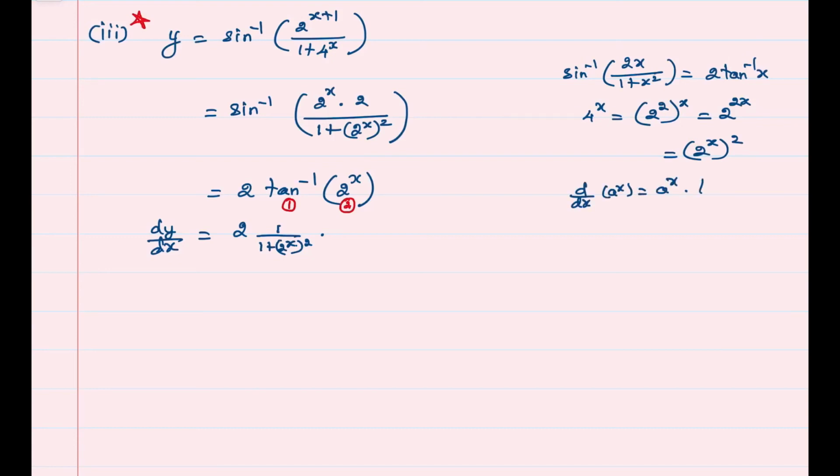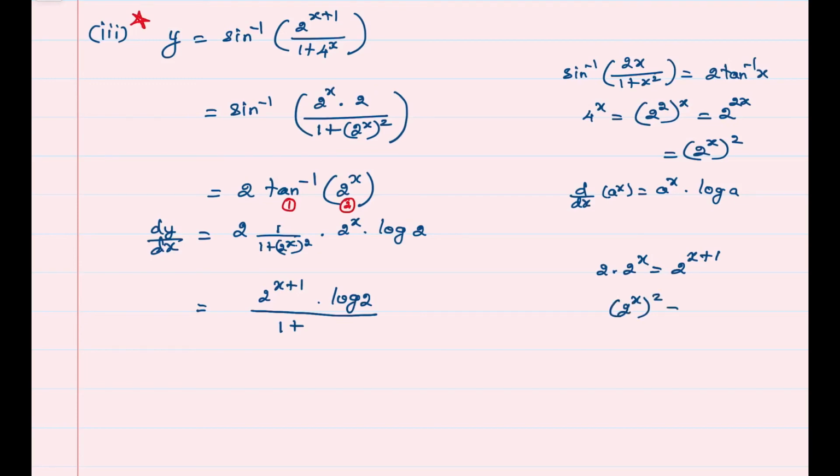is a power x into log a. So using that formula, it becomes 2 power x into log 2. And into differential of the power x is 1. These two are like terms. 2 times 2 raised to x can be written as 2 raised to x plus 1 times log 2 divided by 1 plus 2 raised to x the whole square becomes 2 square raised to x, which is 4 raised to x. This is the answer.